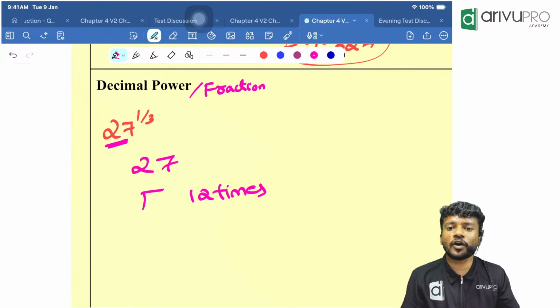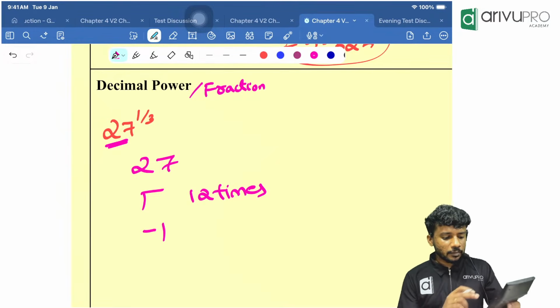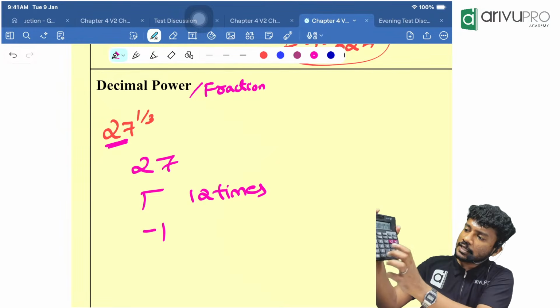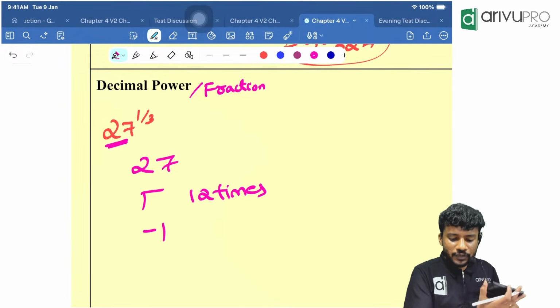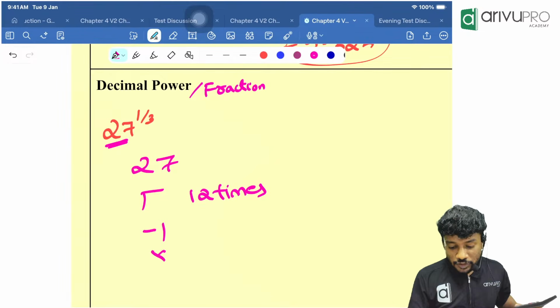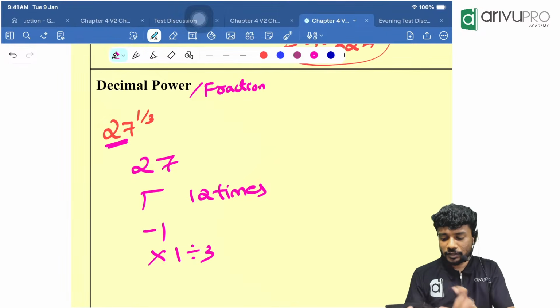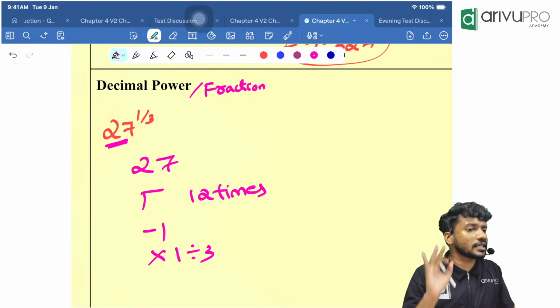You got 1.000804 something. The next step is minus 1. Click that minus sign, type 1. Then we are going to multiply with the power, which is 1 divided by 3. So till here, whatever we have done is the first 3 steps.